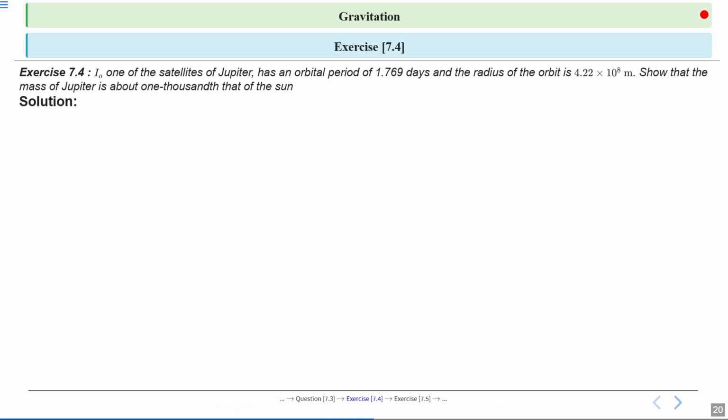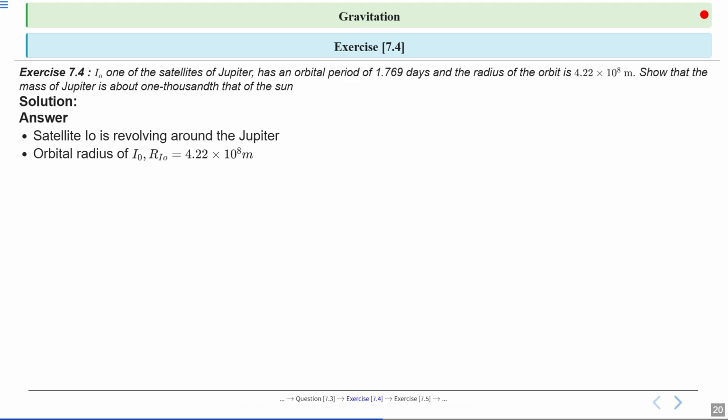Let's see the solution. So the first thing to note is that we consider one of the Jupiter satellites, Io, revolving around Jupiter. The orbital radius of Io is equal to 4.22 into 10 raised to the power 8 meter.